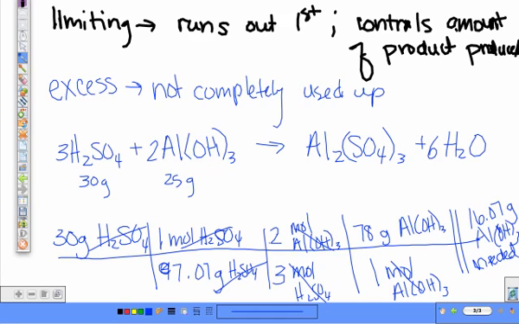How much aluminum hydroxide do we have? We have 25 grams, right? So do we have enough? Yes. So does that make it limiting? No. That makes that one excess. And the other one has to be limiting, which means sulfuric acid, so H2SO4 is limiting.